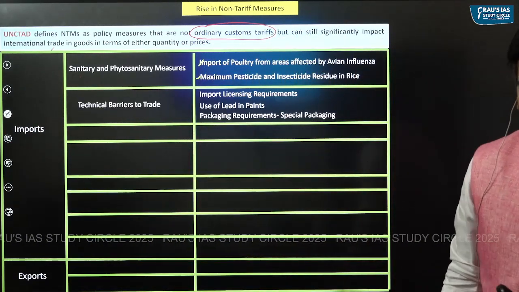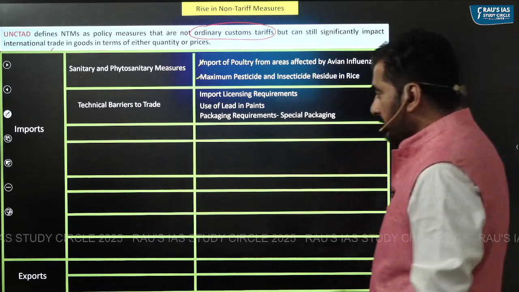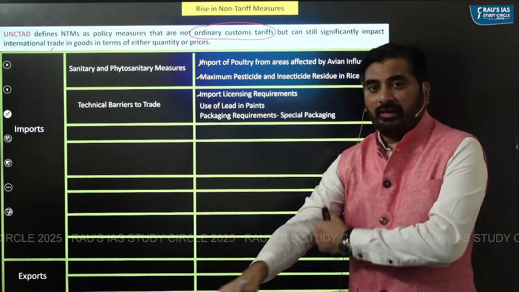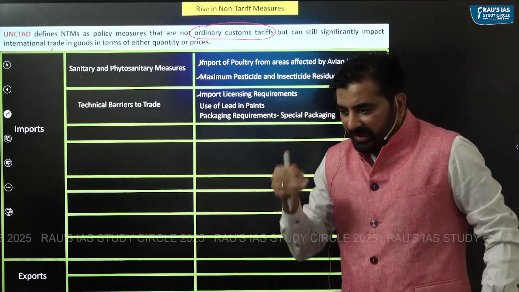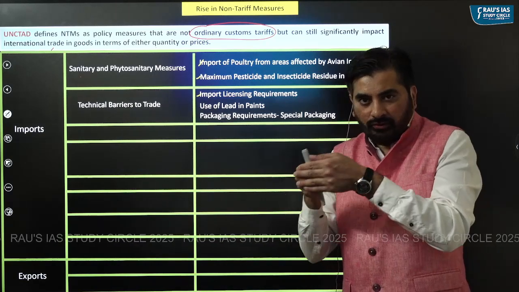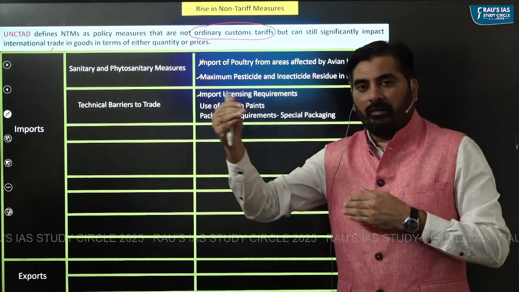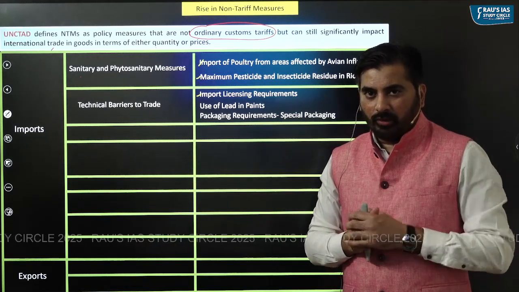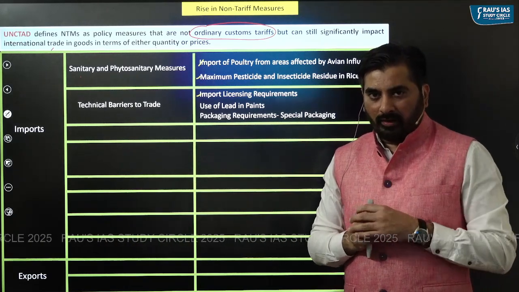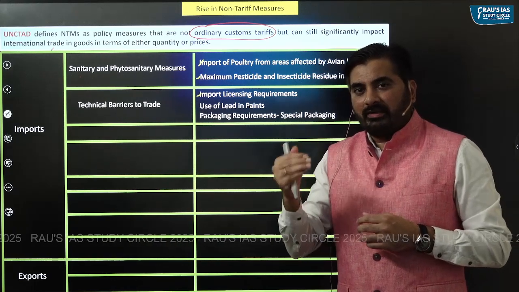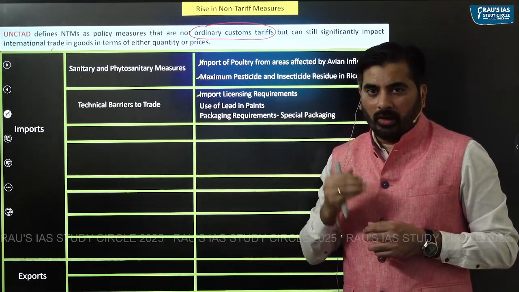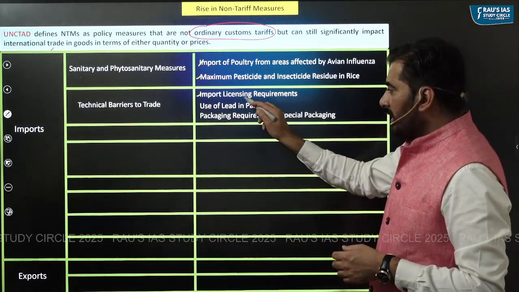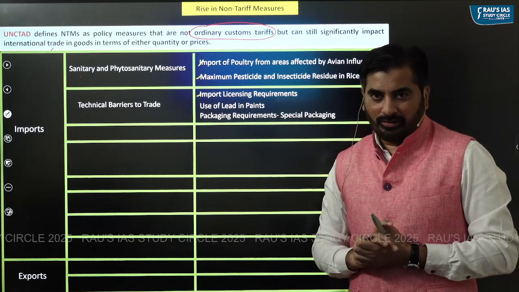Technical barriers to trade. What is a technical barrier to trade? Let's understand some examples. Import licensing requirement. Let's say within India, someone wants to import goods from another country, and the government says to that importer that before importing the commodity, you must compulsorily take our approval, you must compulsorily take a license. We can consider this to be a kind of technical barrier to trade.